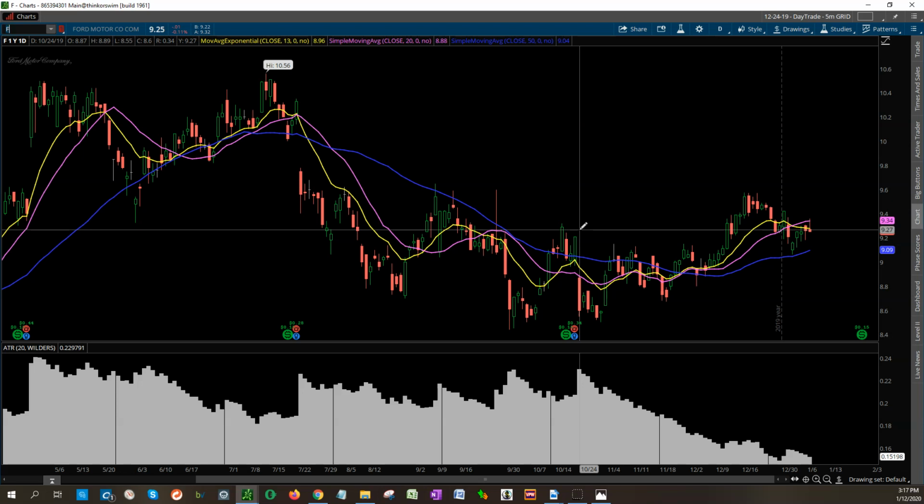But if you guys have a $1 move on a $10 stock, that stock's flying all around because that's a huge move. That's 10% of that stock's move. So hopefully that makes a little bit of sense.